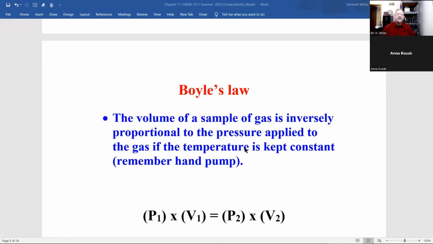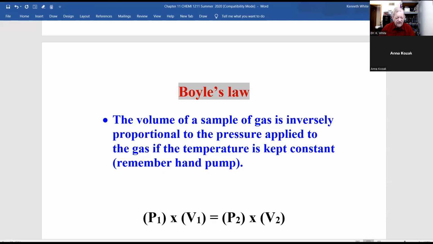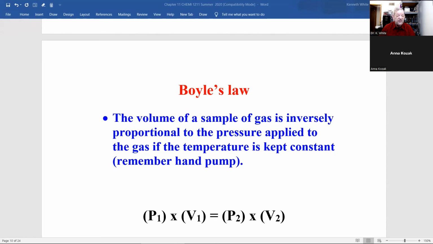Well, the first law that I'm going to talk about is called Boyle's law. And Boyle, I don't know if he was Dr. Boyle. Hold on, we got time. I've never done this. Inquisitive minds want to know.